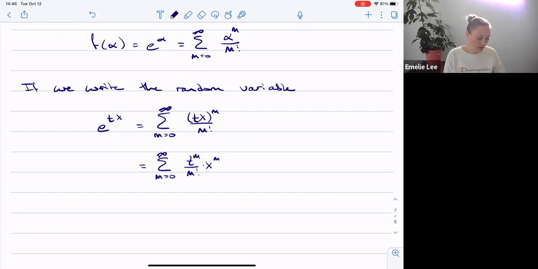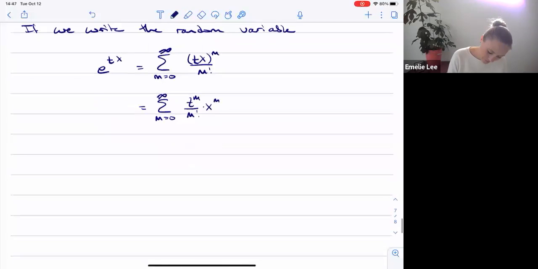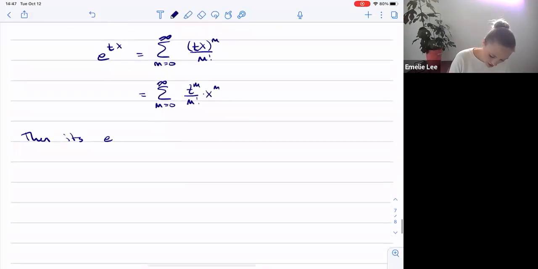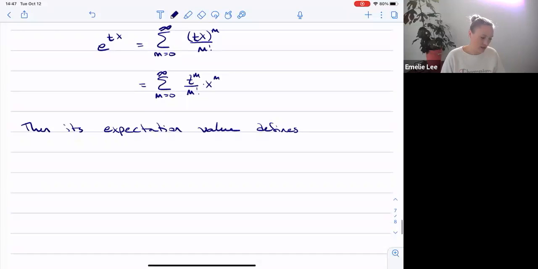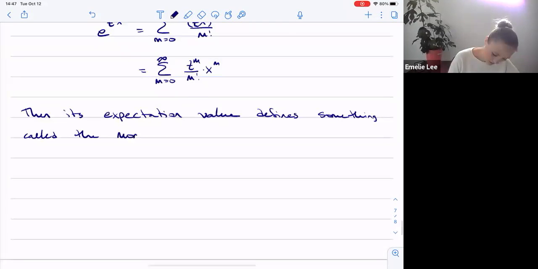The expectation of this is what we call the moment generating function. That's not something you need to know where it came from, but it is something we need to know. So its expectation value defines something called the moment generating function, or the MGF.